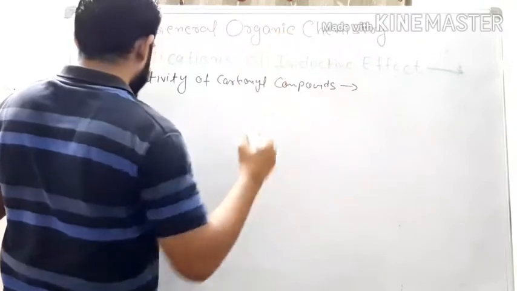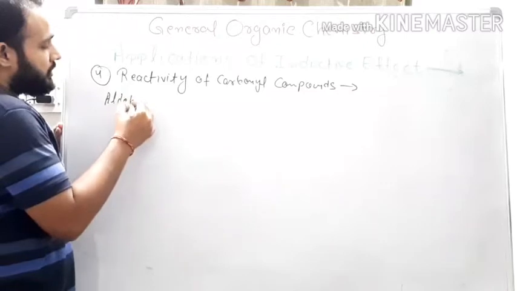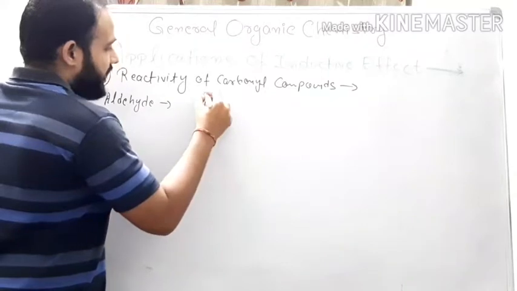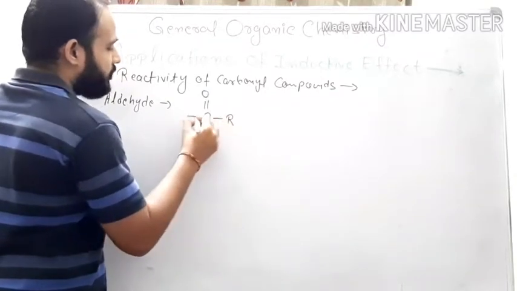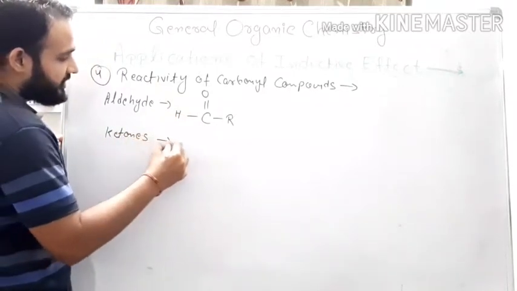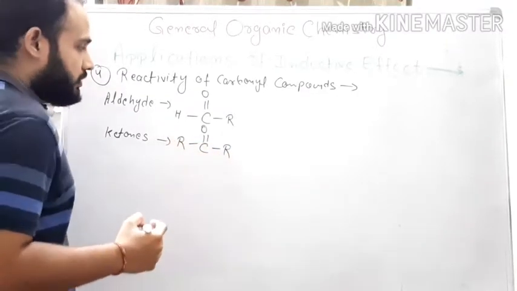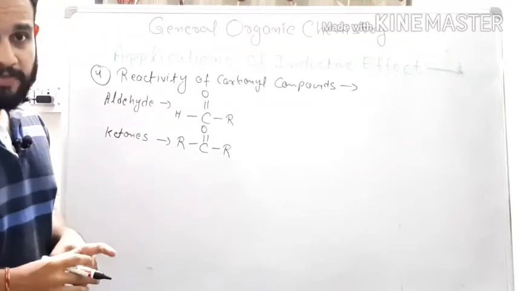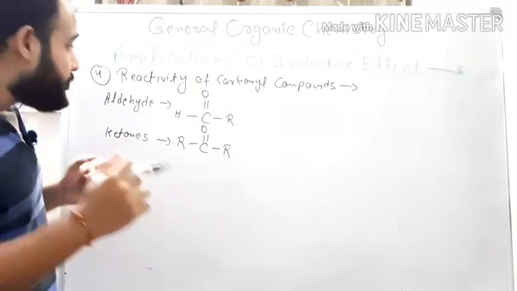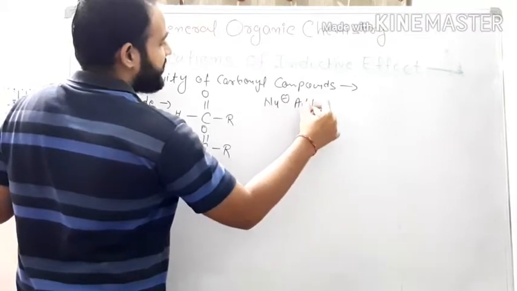We have two categories of carbonyl compounds, that is aldehydes, in which a carbonyl group binds with an alkyl group and hydrogen, and ketones, in which the carbonyl group binds with two alkyl groups. This is the ketones and this is aldehydes. Now we know very well that the characteristic reaction of carbonyl groups is nucleophilic addition reaction. It will show nucleophilic addition reaction.